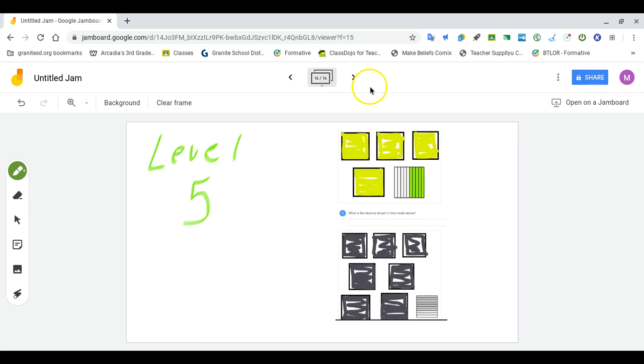Okay, the last couple questions look like this. These obviously represent whole things, and then here's your tenths, whole things, and tenths.